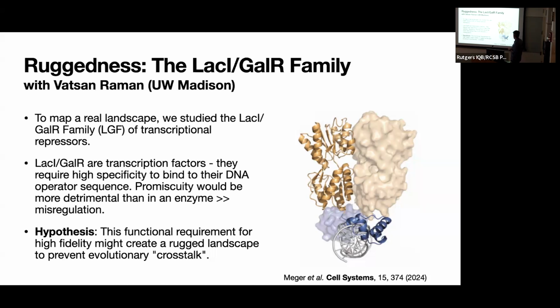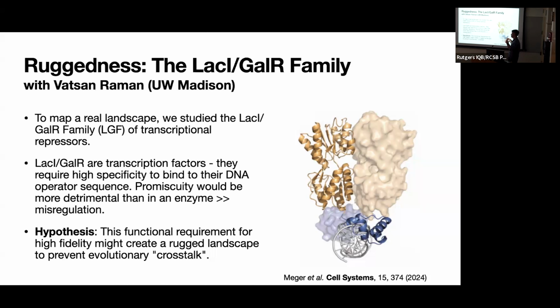So this is a study we did a couple of years ago, although it was only published last year, with Batson Rahman's group, University of Wisconsin-Madison. Again, a lot of computational work is done, and these are great, although there are a lot of assumptions in purely computational work. So we wanted to empirically map a real landscape.